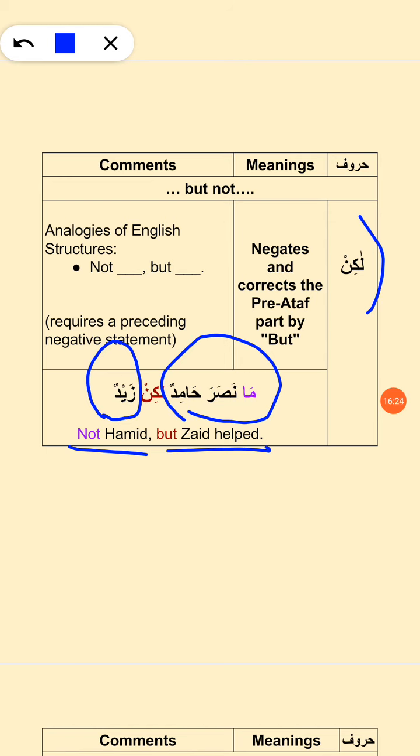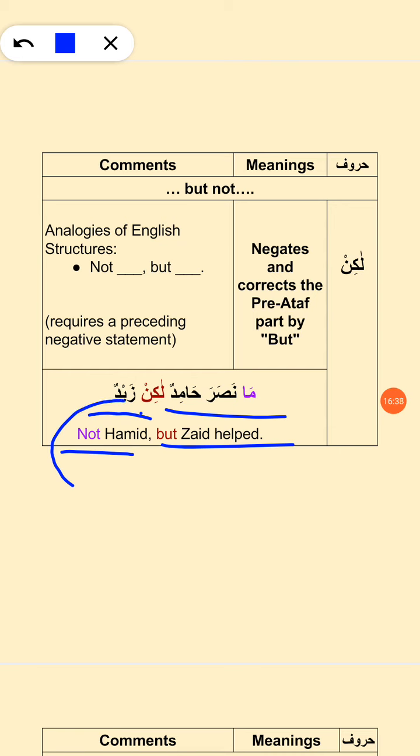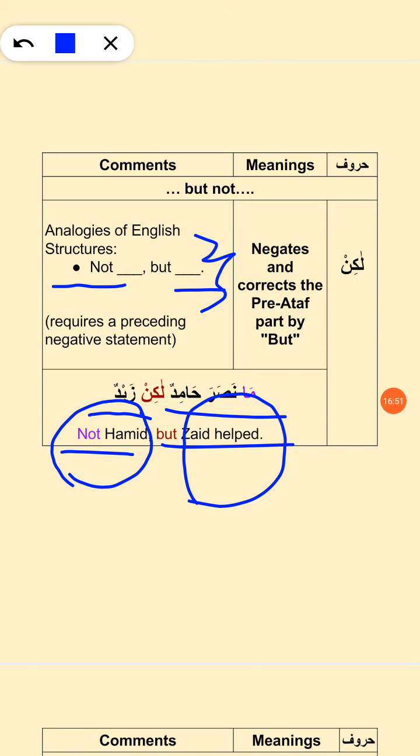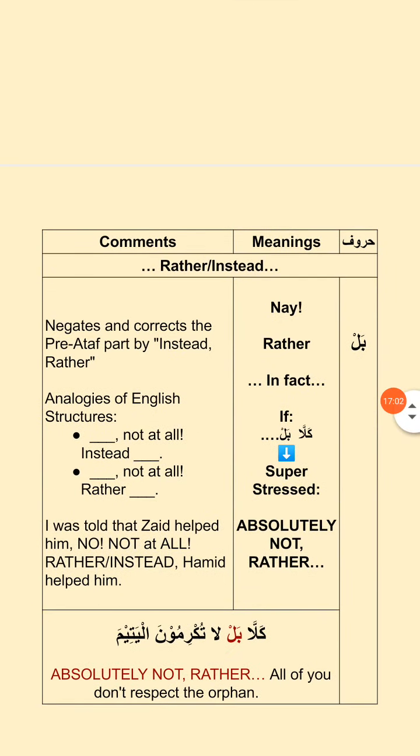So ma nasara, ma means no or not. So ma nasara Hamidun lakin Zaidun: not Hamid, but Zaid helped. So what do you see? You see that you're mentioning the wrong information first, and then you're negating that wrong information in the post-ataf portion by using but. An analogy in an English sentence would be, it did not snow but rained. And of course, since we are mentioning the wrong information in the pre-ataf portion, it's going to require a preceding negative statement. Next we have bal.